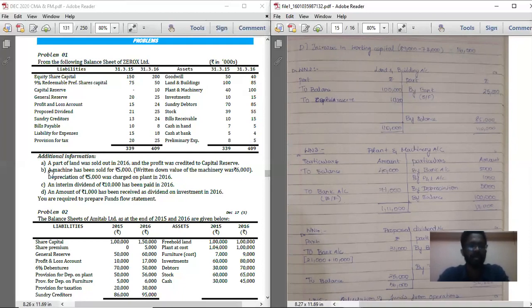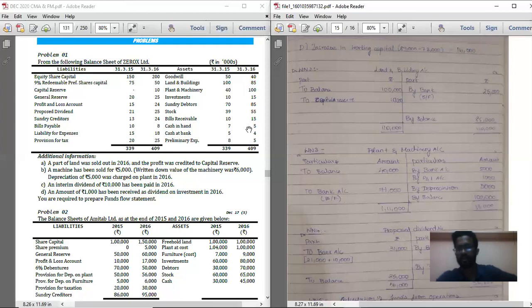On the other hand, they have given additional information. A part of land was sold in 2016 and the profit was credited to capital reserve. See, for any profit on sale of land and building, what will be the entry? When you are making profits, your profit and loss account should be credited. So land and building account debit to P&L account. How much is credited to capital reserve? 10,000. That is the profit entry. When there is a profit on sale of an asset, you should take it to the credit side of the P&L account.